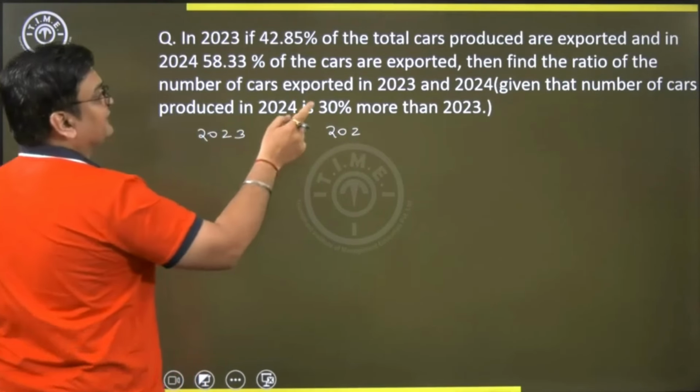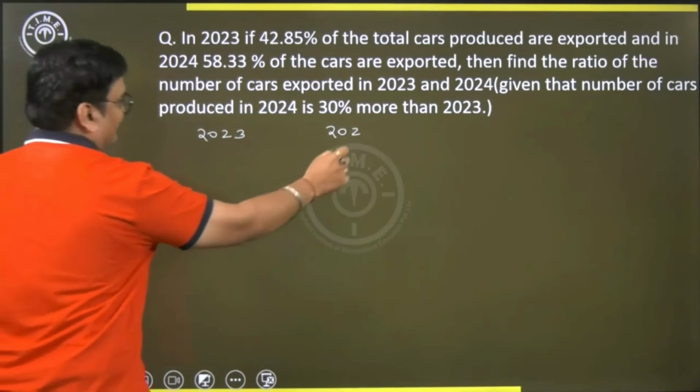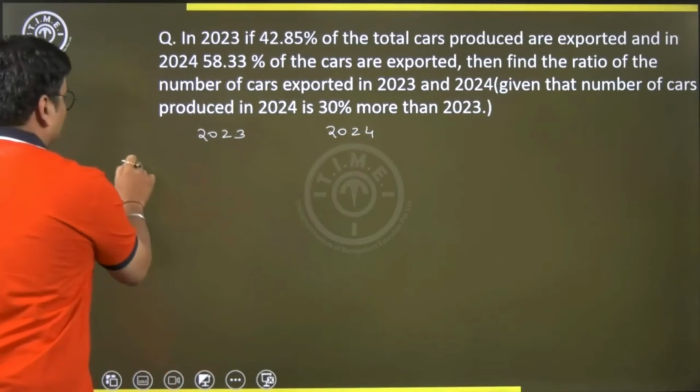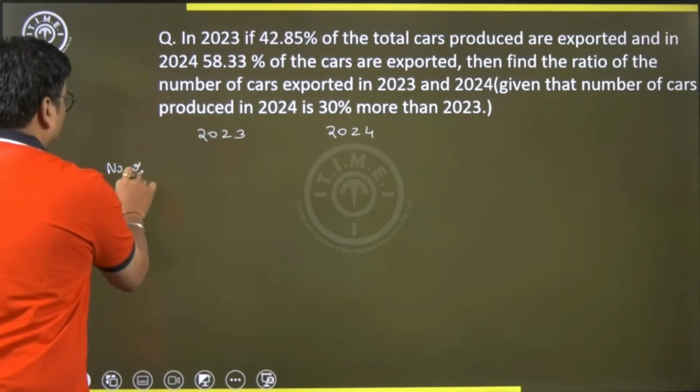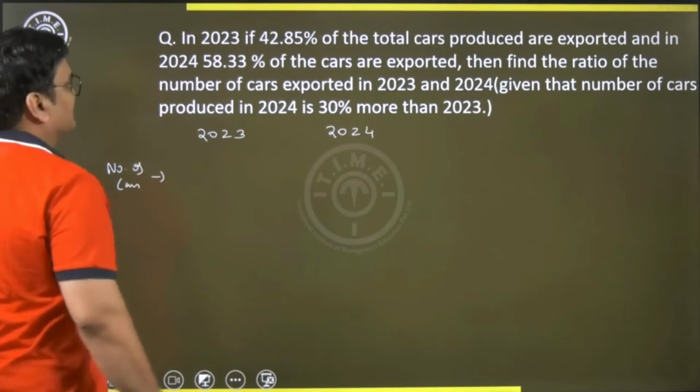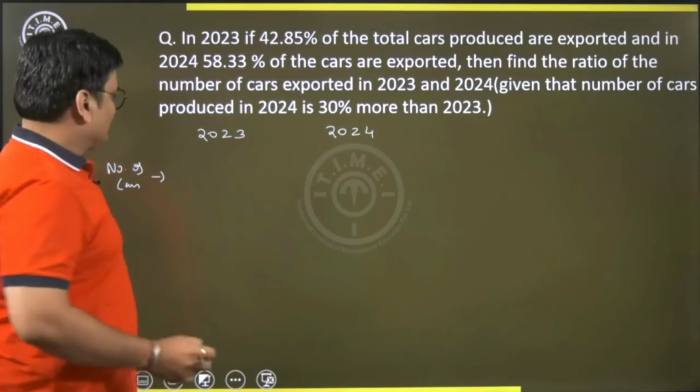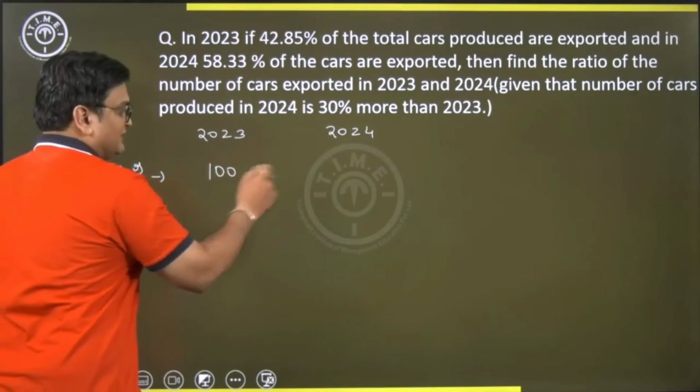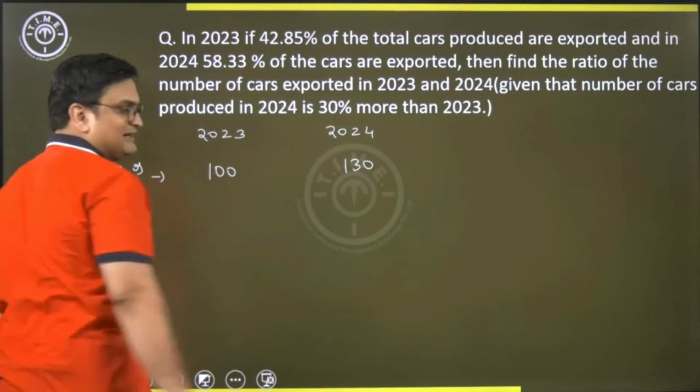So 2024 and 2023. I want the ratio between 23 and 24. So number of cars. First, let's talk about this. So what is number of cars? Number in 24 is 30% more than this. So suppose it is 100. So 30% more would mean 130 cars.